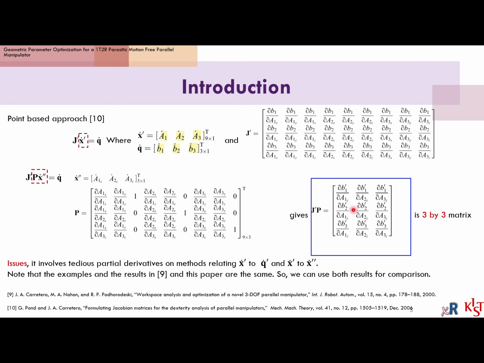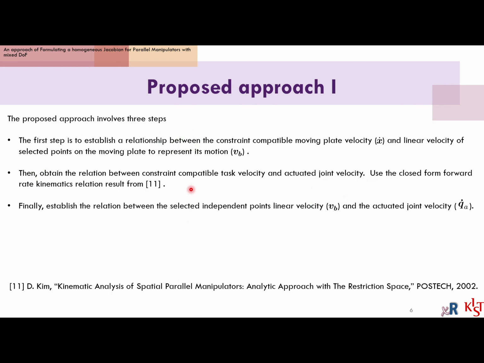This Jacobian is dimensionally homogeneous, so it can be used for optimization, workspace determination, or other purposes. However, as can be seen from these equations, it involves very tedious partial differentiation procedures, which makes it very difficult to derive and understand. In order to overcome this, we proposed two approaches of deriving a dimensionally homogeneous Jacobian.